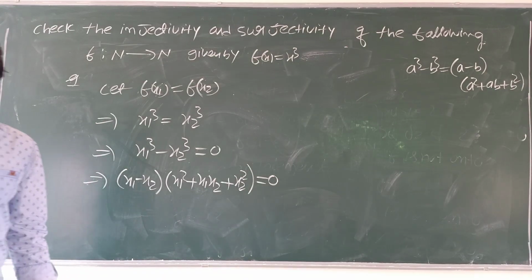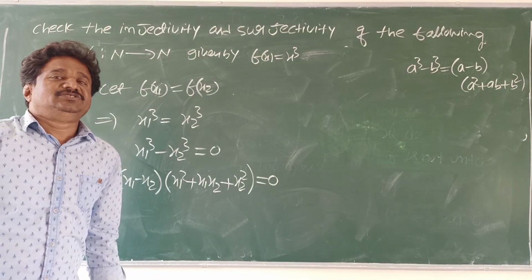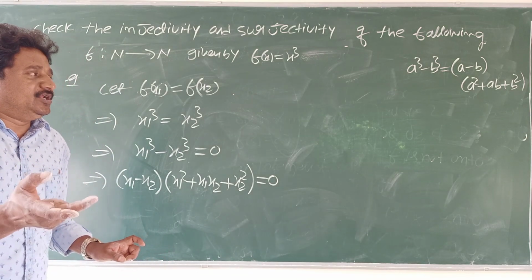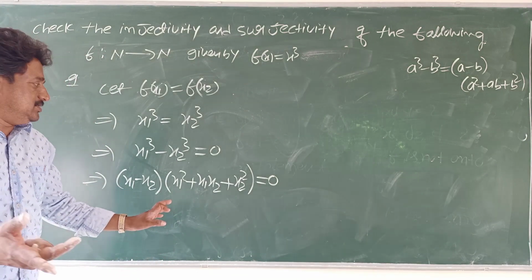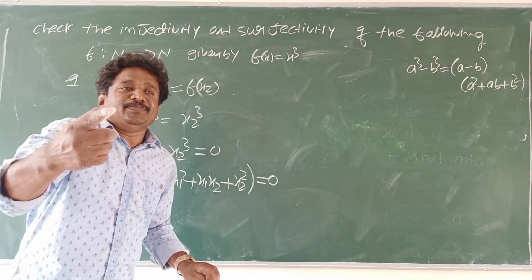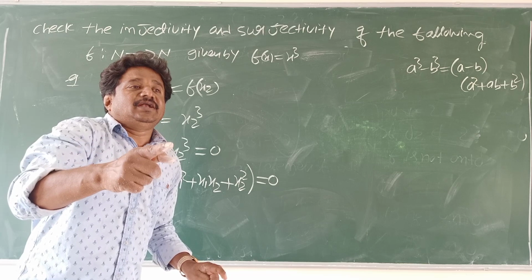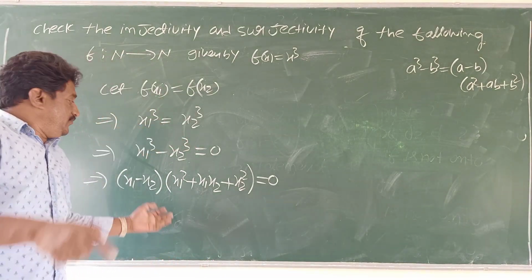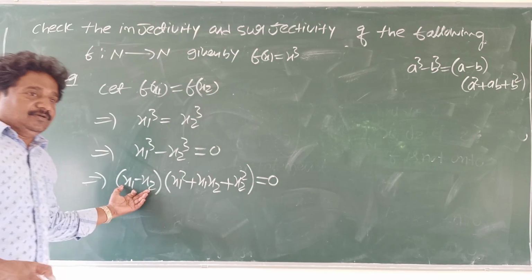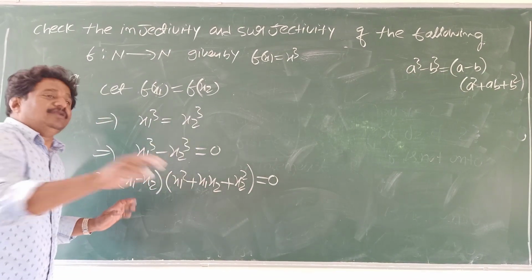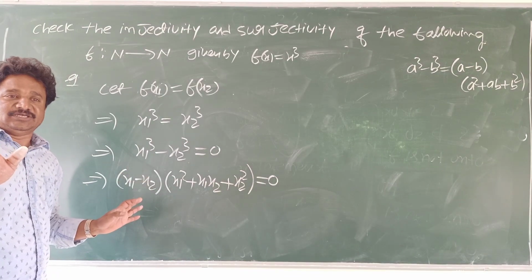Again, by general knowledge, you apply your GK. Even if it is not understood, just apply your general knowledge, students. General knowledge means, in one-one, what are we trying to prove? x1 is equal to x2. Where do we get that? We get that from this term. So for this term you put 0, for this term you put not equal to 0. Let it be whatever the concept is.